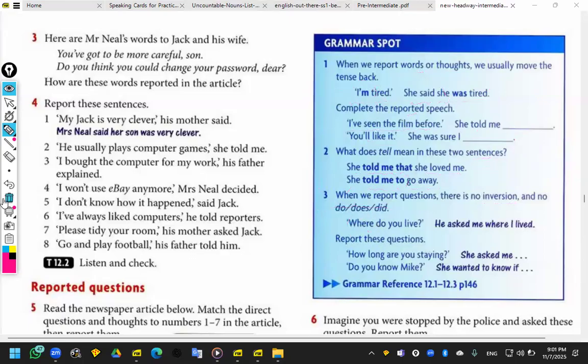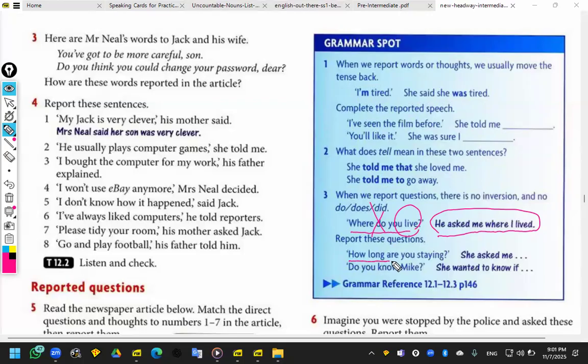This is not a yes or no question. This is WH. So here the question is, where do you live? He asked me where I live. So notice that I removed the verb to do because it is auxiliary, and I went back one step behind in tense.